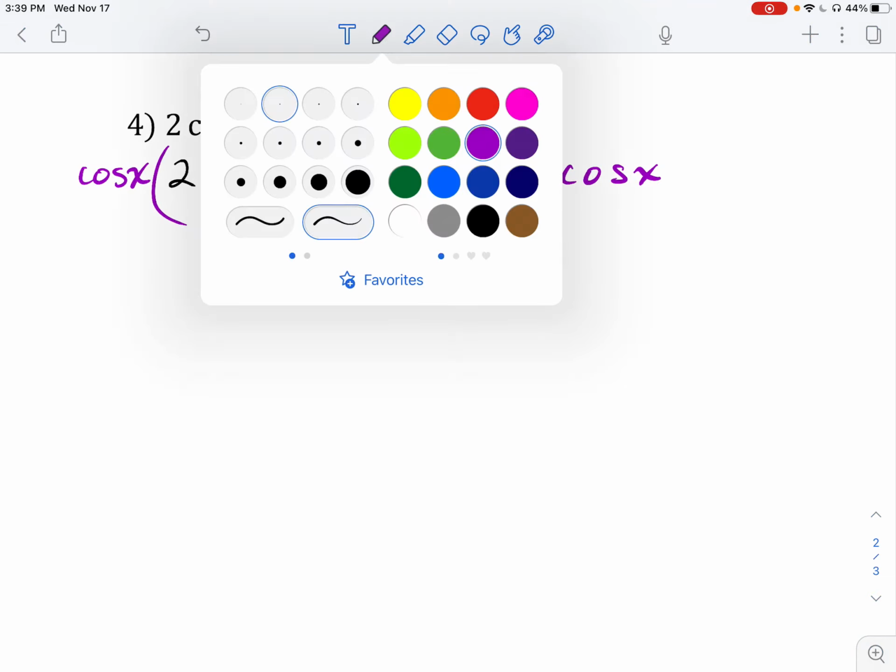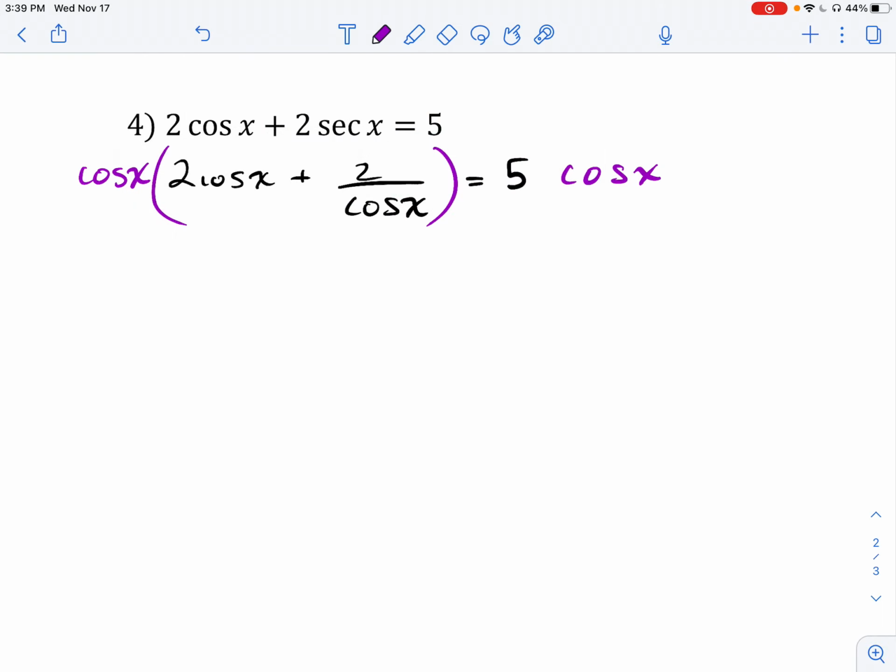However, you do want to consider here that we have a domain restriction, okay? Cosine x here cannot be equal to 0. So we cannot include any angles such that cosine of x would ever be equal to 0 because you can't ever divide by 0. And those angles are pi over 2 and 3 pi over 2. So this is kind of a warning before we start that we cannot get pi over 2 and 3 pi over 2 as our actual solutions.